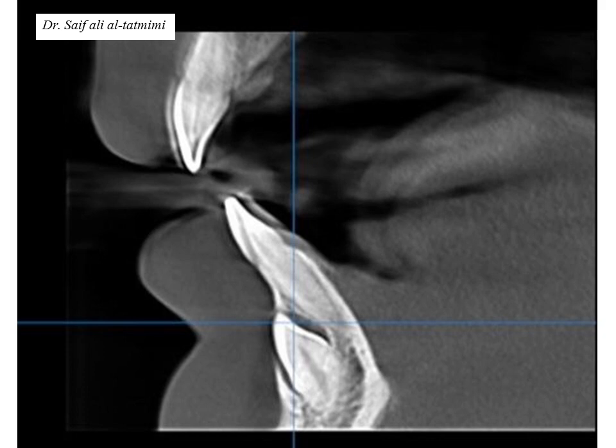The cross-sectional view shows that the crown of the tooth is buccally directed, and this will make the operation easier as the buccal side of the mandible is more easily accessible than the lingual side.